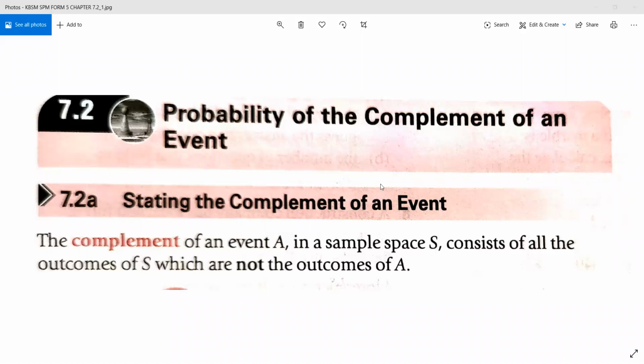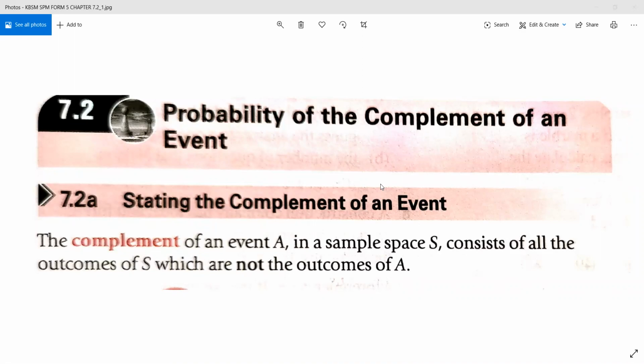Okay, so today we are going to continue 7.2. What is 7.2 talking about? It's the probability of the complement of an event. The complement of an event is a sample space consisting of all the outcomes of S which are not the outcomes of A. Whatever you want, the complement is the ones that are not included.